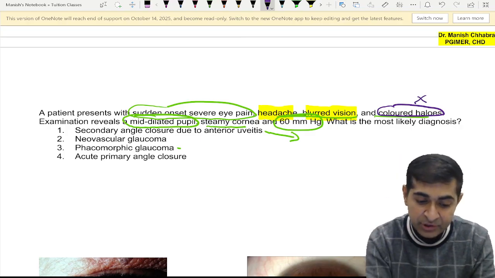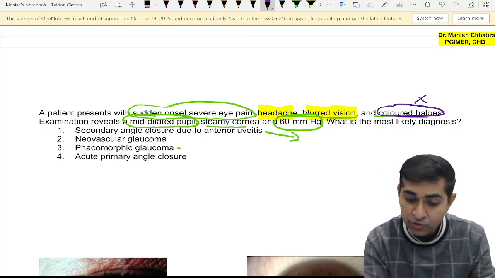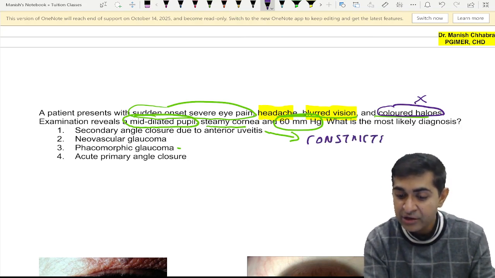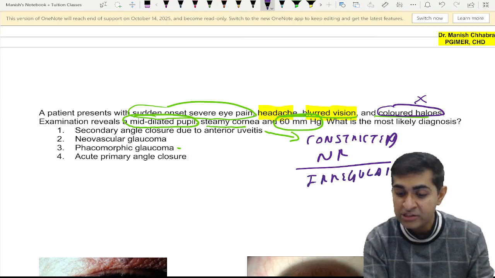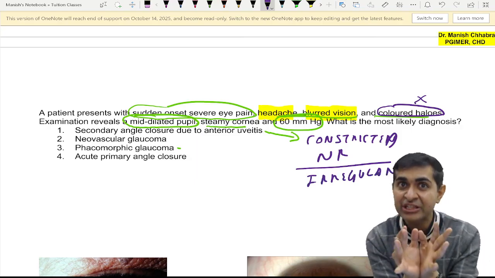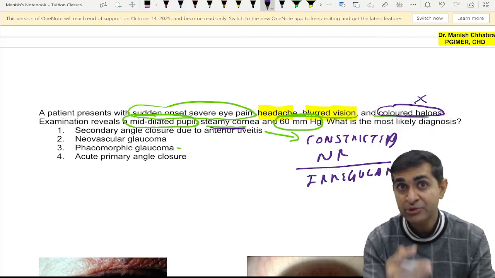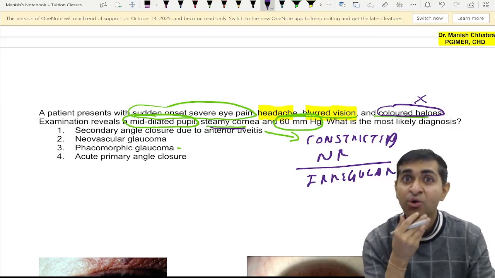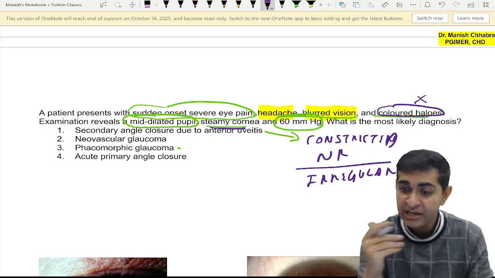Now examination reveals a mid-dilated pupil. What about the pupil status in anterior uveitis? Pupil is typically constricted and non-reacting, or it may even be irregular due to presence of posterior synechiae. Remember, festooned pupil. So steamy cornea can be there. How? If there are keratic precipitates which are sticking behind the cornea, it may give the cornea some sort of a hazy appearance, right? Let me show you.